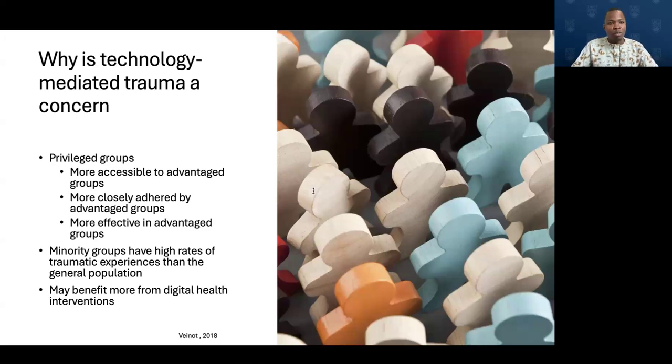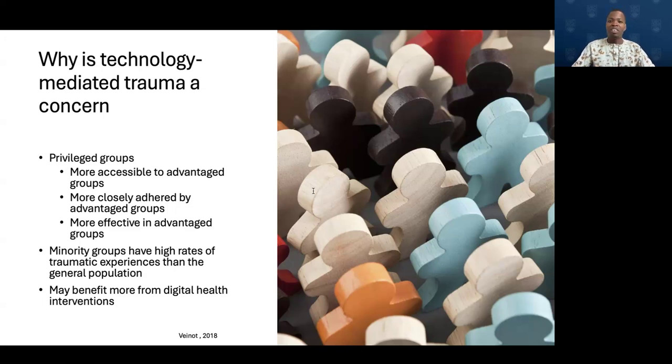Now, why is technology-mediated trauma an issue? Why is it a concern at all? After all, we have been using digital health interventions. And I initially didn't think it was an issue, but now I think it is.